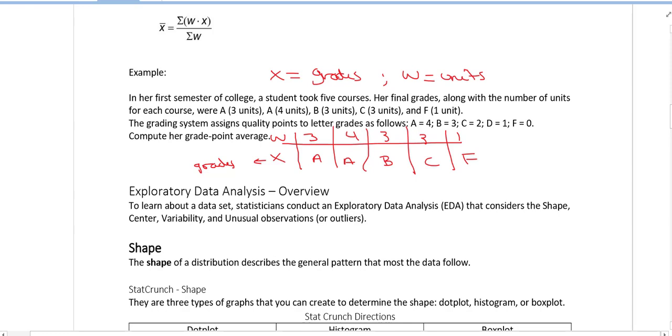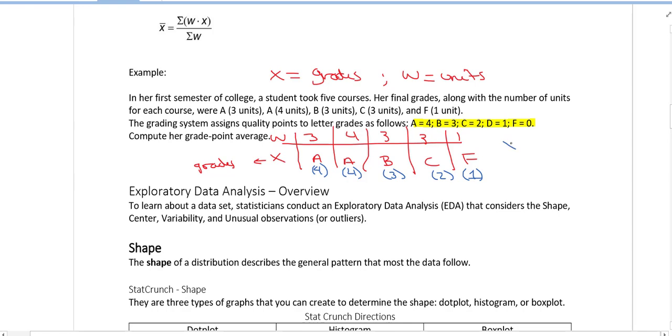Okay, now we can't really say A times 3, right, because we're not going to get a number. And so that's where this part comes in. And A is 4, a B is 3, and so on. So then here I'm going to have this is really a 4, this is really a 4, B is a 3, C is 2, and then F is a 0.